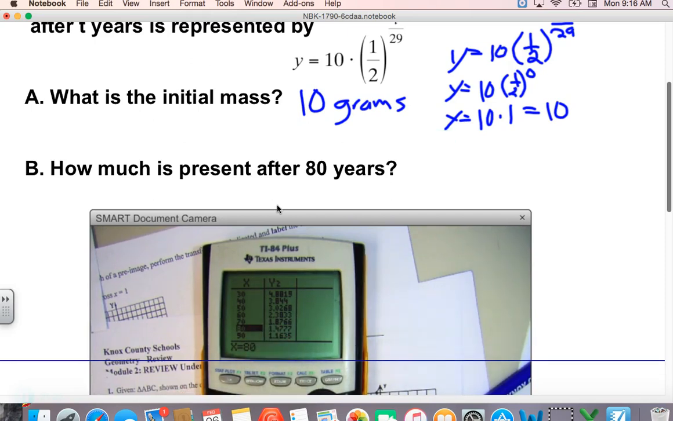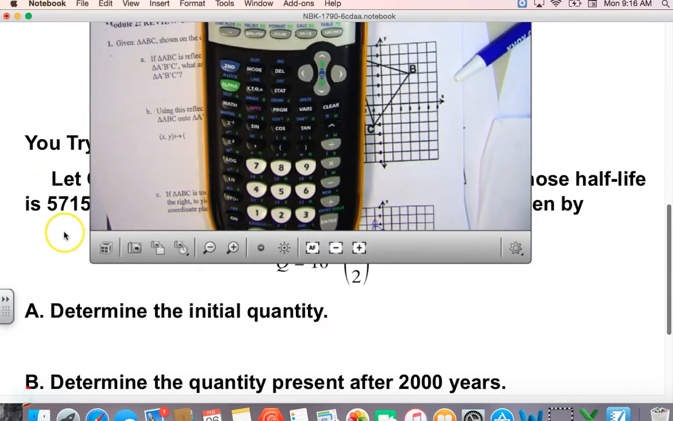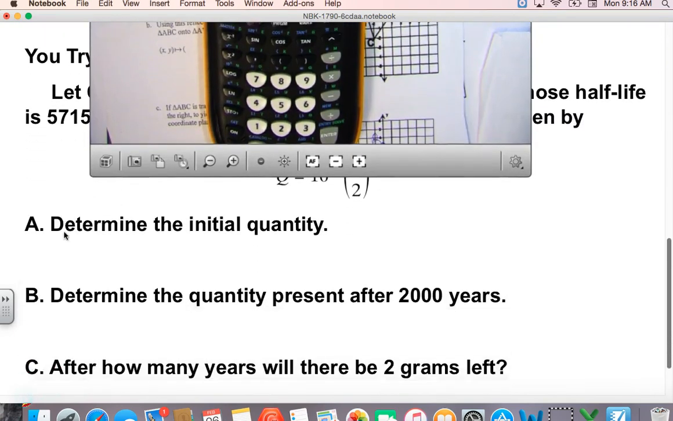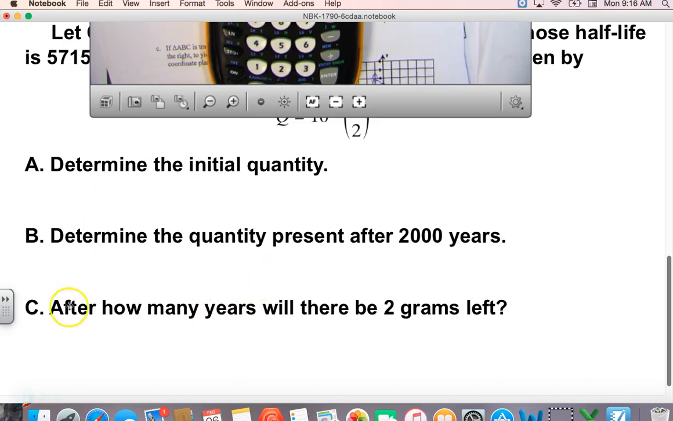Okay, so you can use your calculator. Of course, you can plug that in. You can just plug in 80 into the formula and do the math, figure out what it would be that way too. All right, so that's how you can figure those out. So go ahead and try the one down here and see if you can figure out these questions right here.